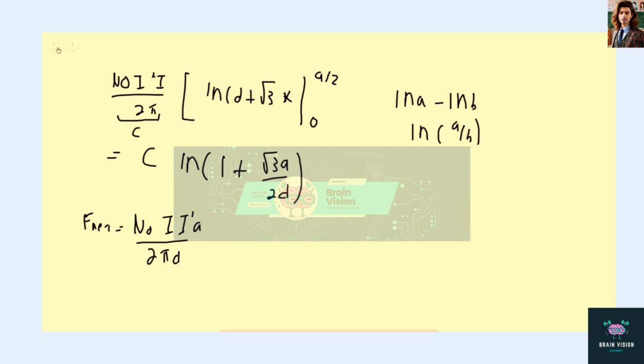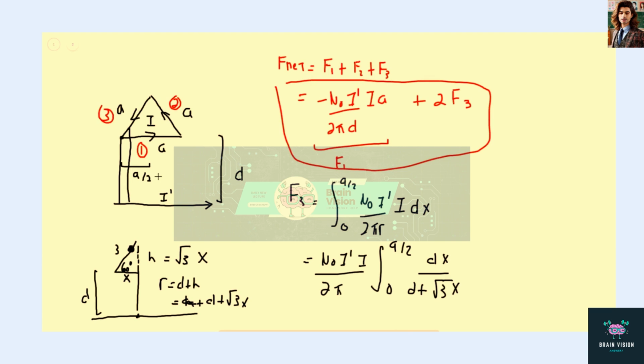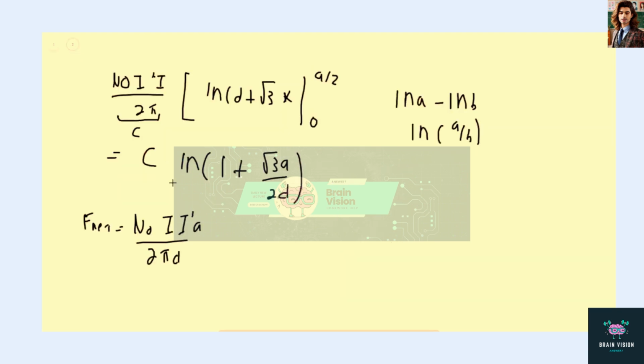Oh, I'm sorry, so the force from section 1 is in the negative y direction, and the forces from 2 and 3 are in the positive y direction, like I said before. So that is negative, and our other two forces are positive because they're being pushed vertically, being pushed up. And so it'll just be twice this force since we have section 2 and section 3. So 2 times c, and then ln of 1 plus root 3a over 2d.